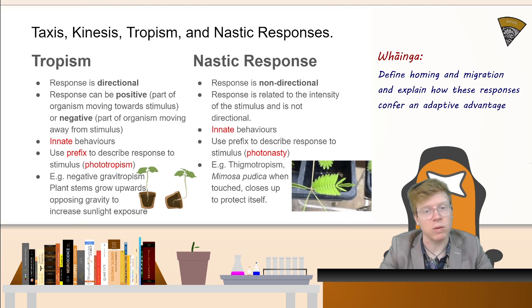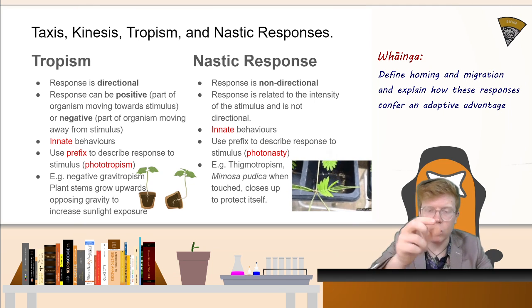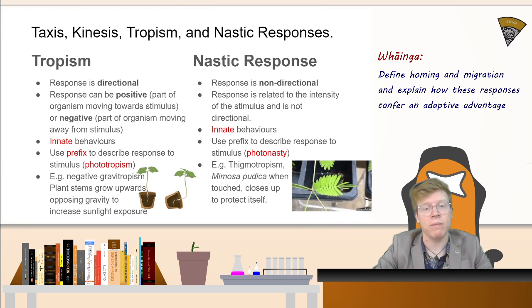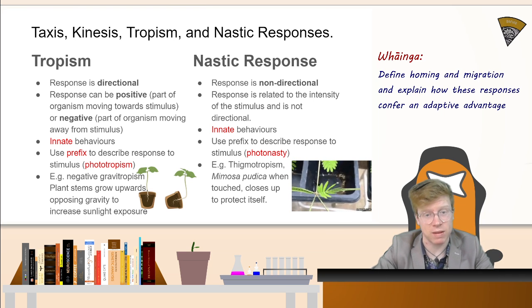You can imagine this would be quite useful because we don't know which way the seed is going to land on the ground when it falls out of a tree. So having this response provides a huge adaptive advantage to that plant in its environment. This would be an example of a tropism.